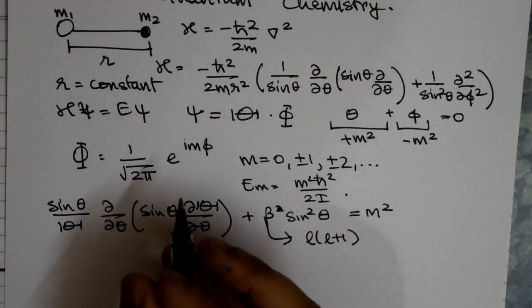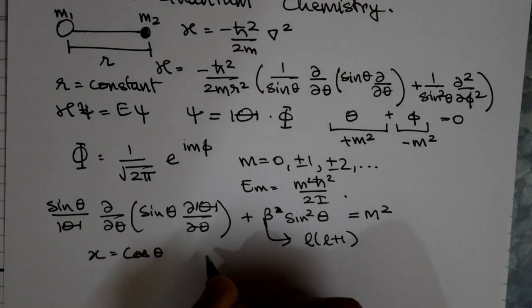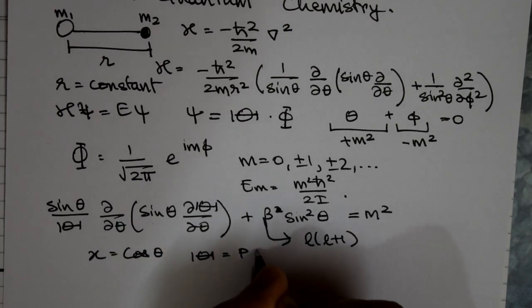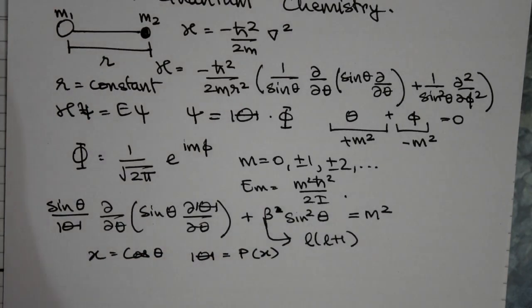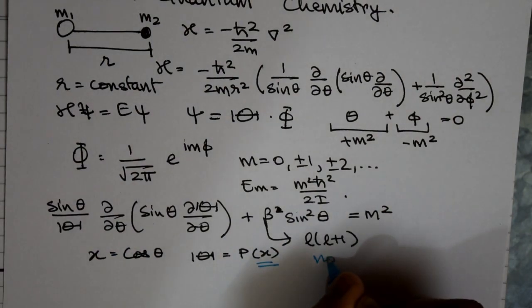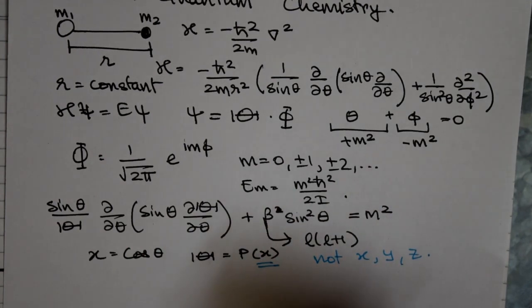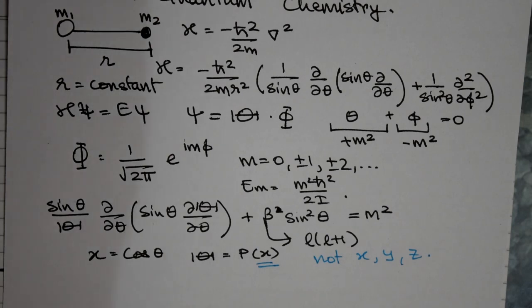As we go forward, we make further assumptions where we set x equal to cos theta and capital theta to the Legendre polynomials P of x. I would like to reiterate that one has to be careful with this, because this x is not the x, y, and z we started with. You have to assume it's a different variable. This was a point that I didn't touch upon last time.